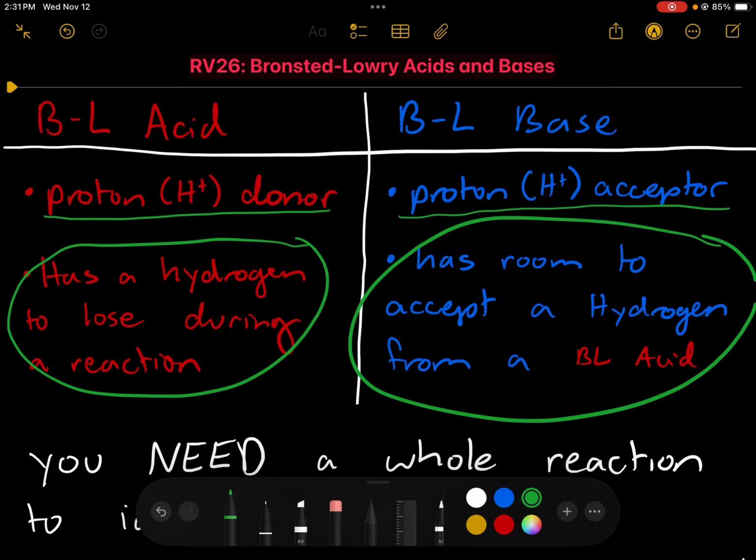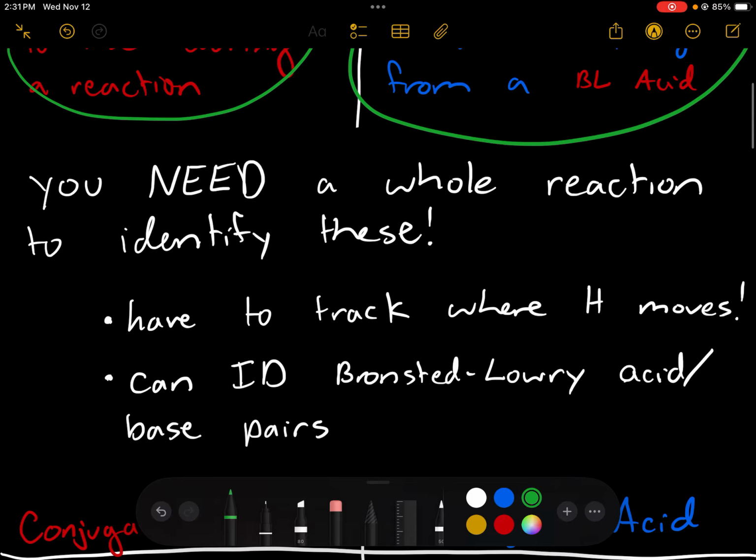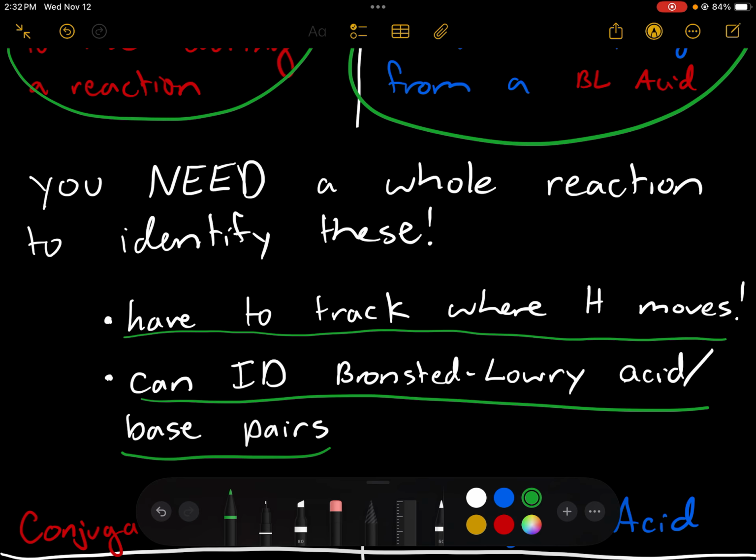And so when you're looking at substances, it is possible to make a guess as to how a substance is going to act, but you cannot know for sure unless you have a whole reaction to look at. Because what you have to do is track where the hydrogen ion is moving throughout the reaction. And in so doing, once you're able to figure out where that hydrogen is coming from and going to, you can identify your Bronsted-Lowry acid-base pairs.